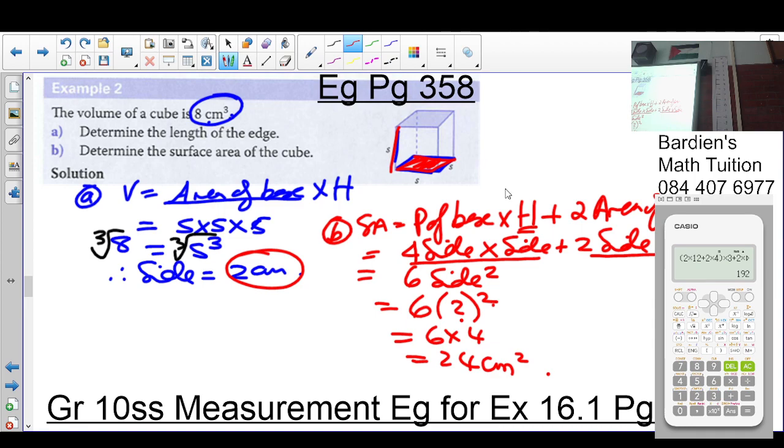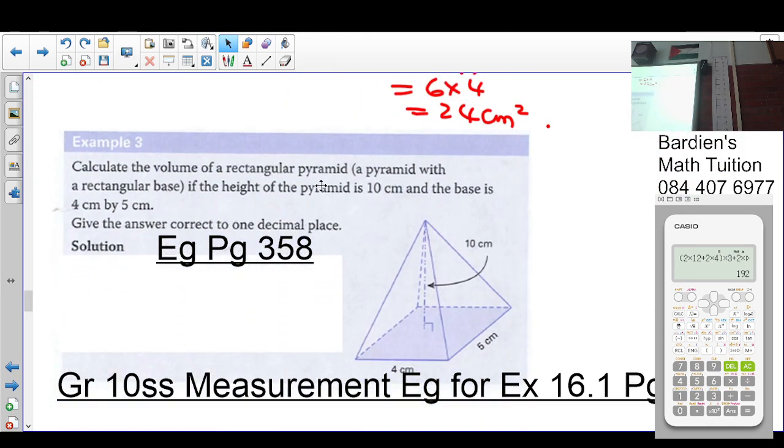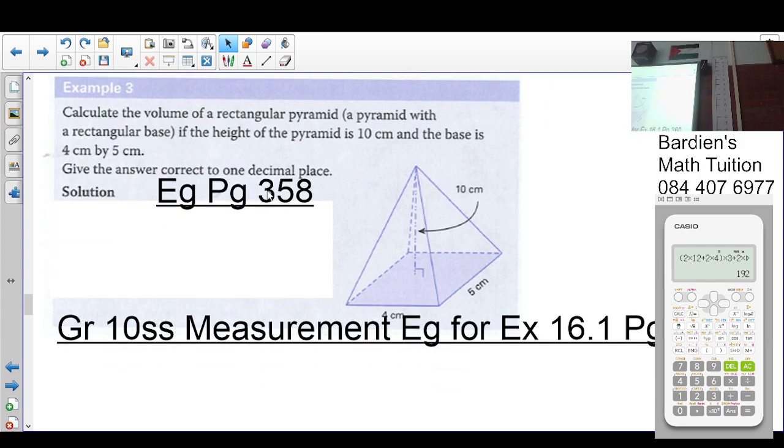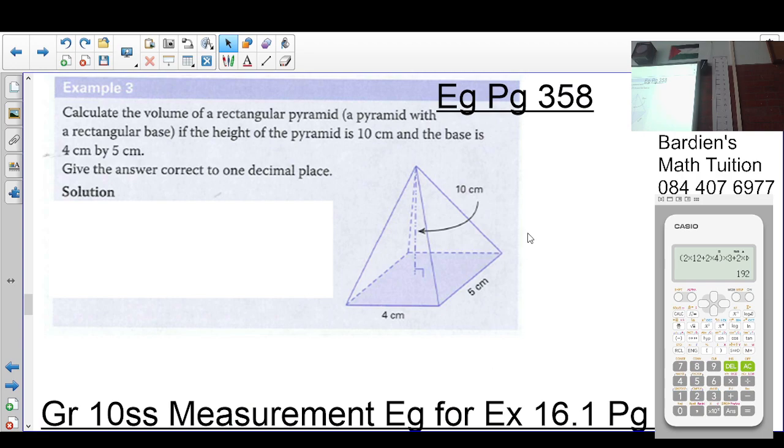Okay. The easy one, eh? Let's carry on. Example 3. Example 3 is on page 3.